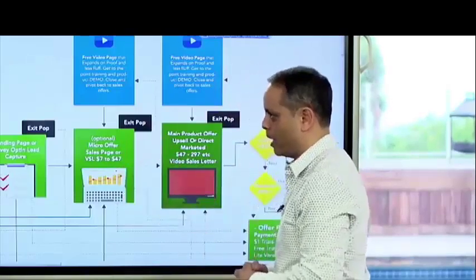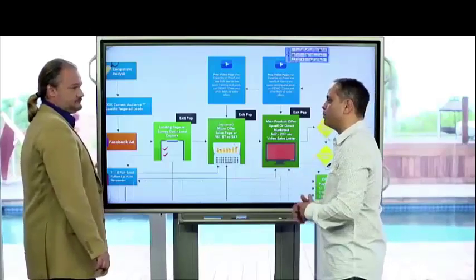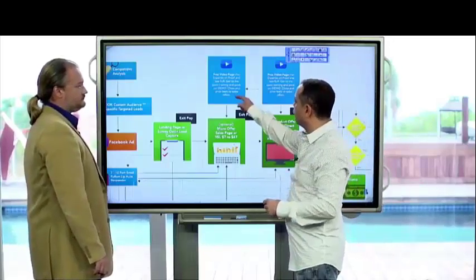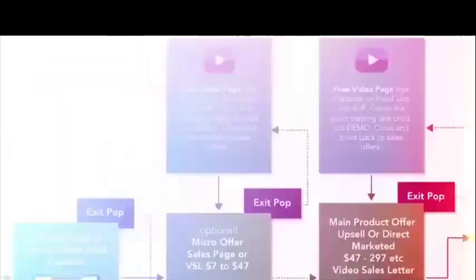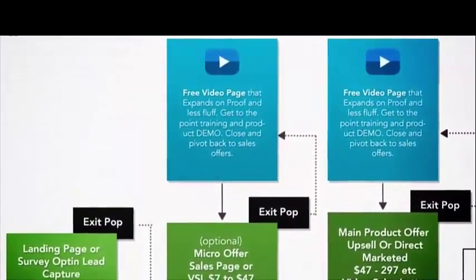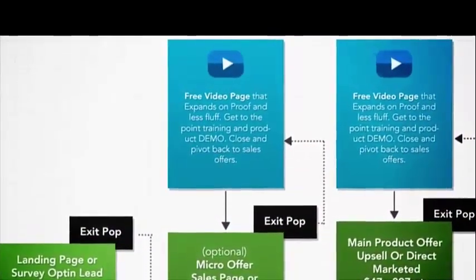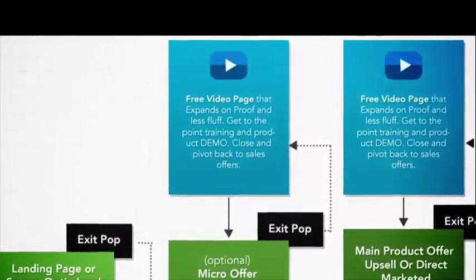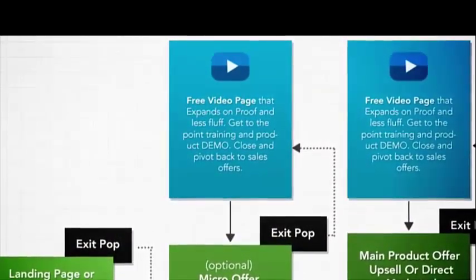Same thing with an exit pop. Now we're going to get about 15 to 20% of those people to opt in. And what we offer here is a free video page that expands on proof and less fluff. We want to get to the point in the training, and we want to do things like a product demo if we have software, and then we close and we pivot back to this original offer.